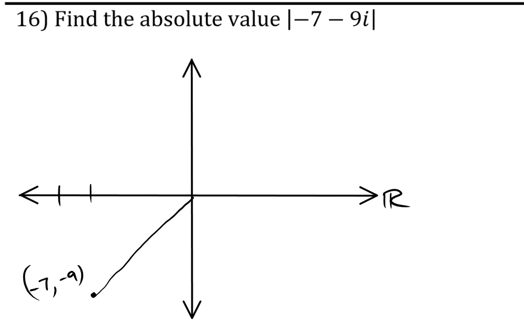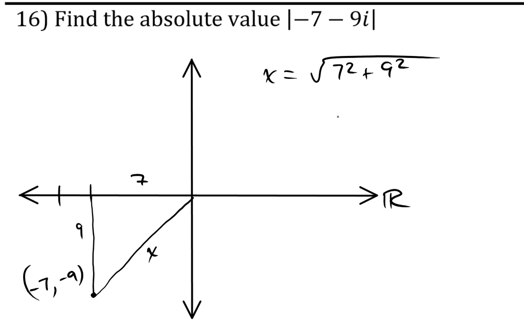The formula is essentially just an application of the Pythagorean theorem. I went 7 units this way and 9 down this way. So this value right here is the absolute value. I'll just call it x. The absolute value x is the square root of 7 squared plus 9 squared.